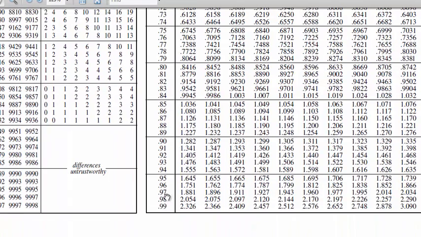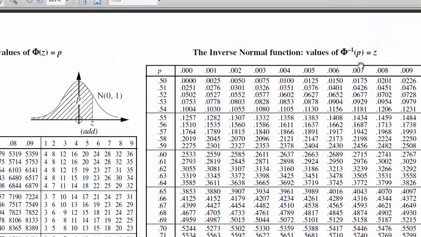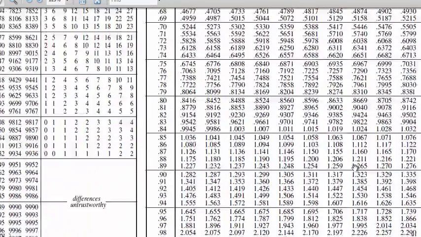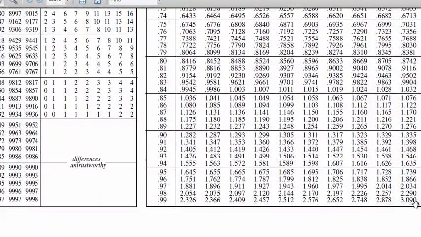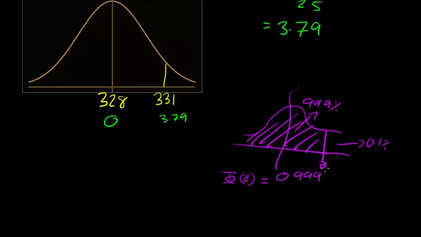So P on this side, I want it to be 99.9%. So there's 99%, 0.99. Then I go along the top to get the 0.09. So it's the very bottom right that I'm looking for. And there is my value, 3.09. So I know that z here is going to be 3.09.